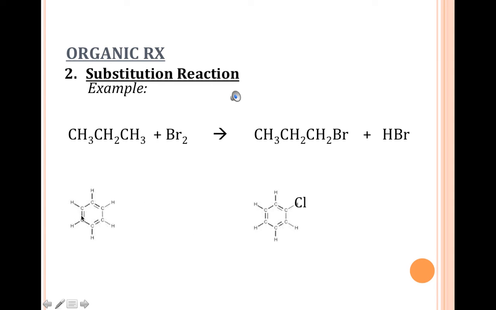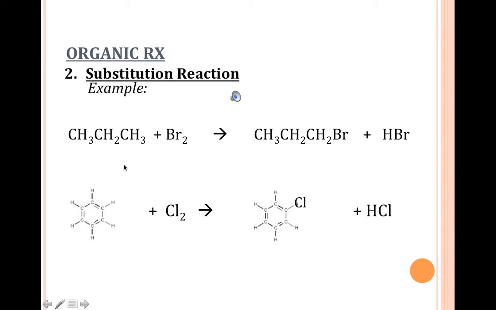And here's a terrible attempt at showing it. This is benzene. Cl2 comes in. You see I've tried to obliterate the hydrogen, make a nice big Cl over it, and that hydrogen would have come away with that HCl.